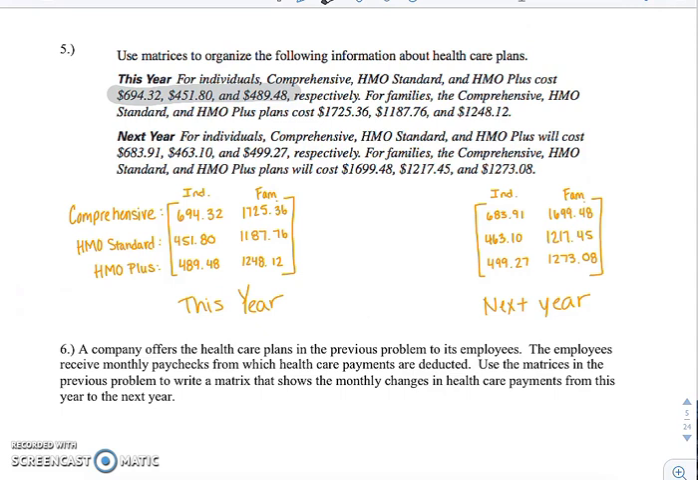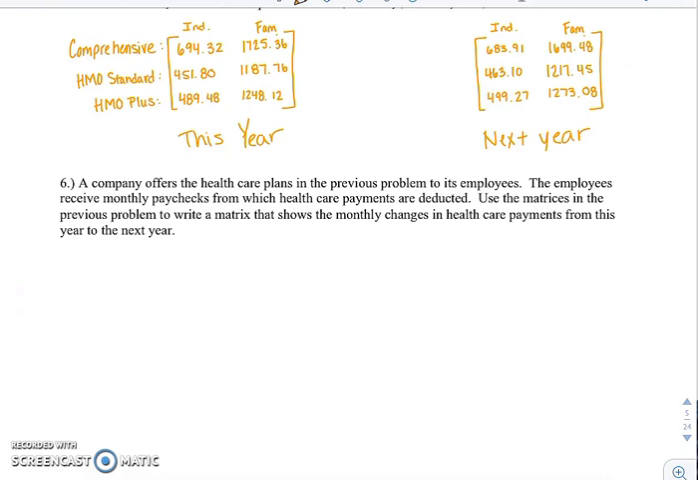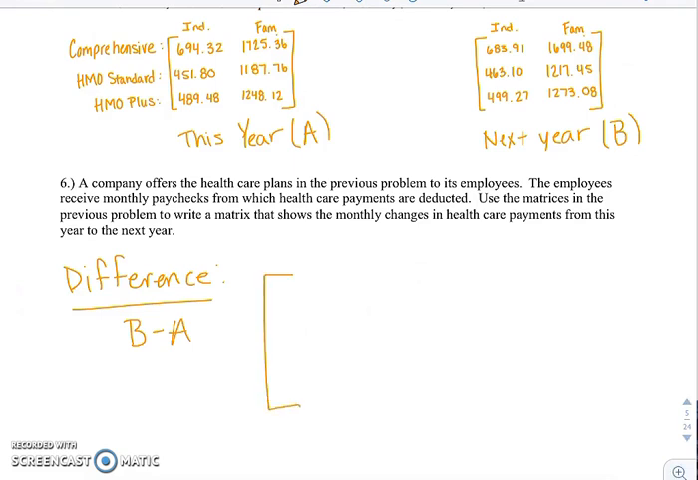So the first thing we have to do is at least find the difference from one year to the next. So the difference is going to be next year, matrix B, and this year, matrix A. So we're going to find B minus A. We're going to find the difference between those two matrices.